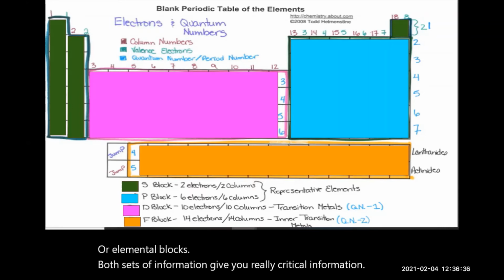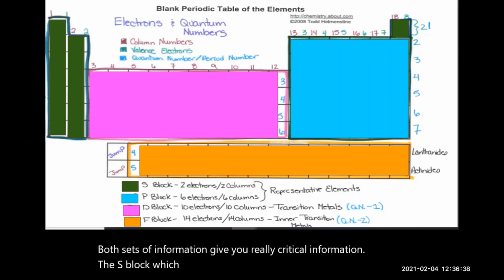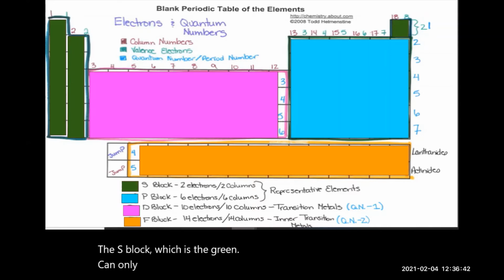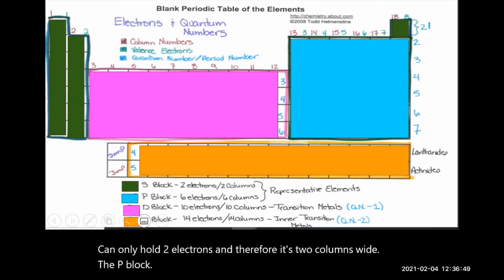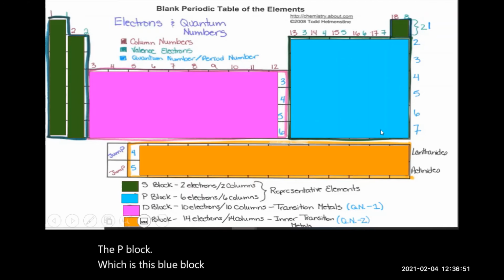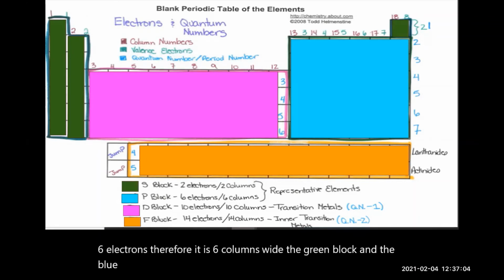The S block, which is the green, can only hold 2 electrons, and therefore it's 2 columns wide. The P block, which is this blue block over here, can only hold 6 electrons, therefore it is 6 columns wide. The green block and the blue block are your representative elements.